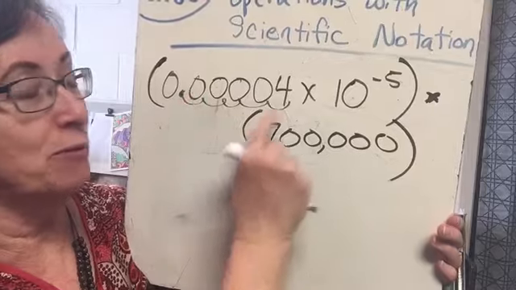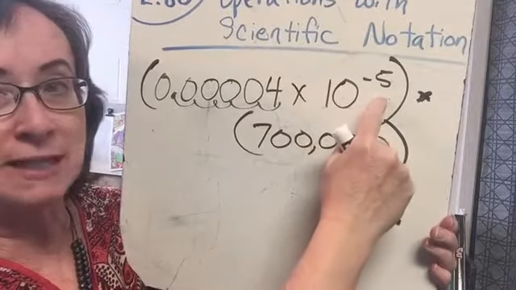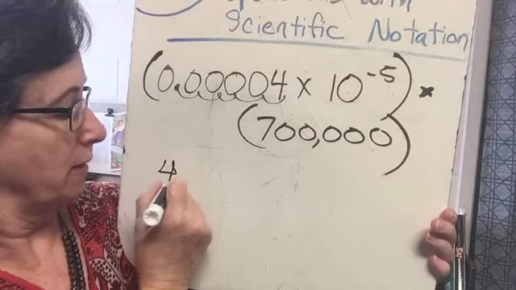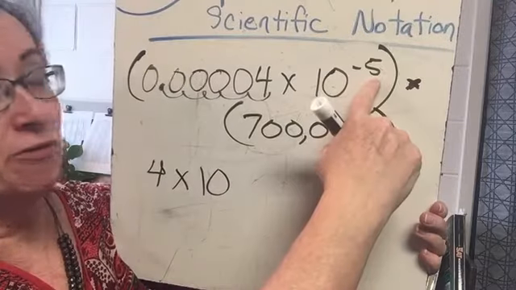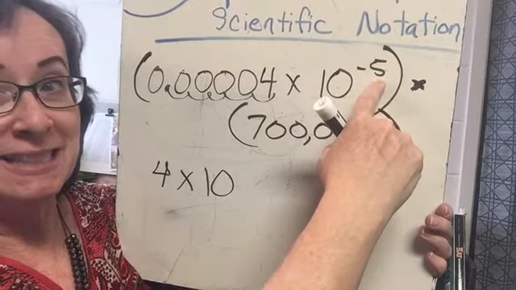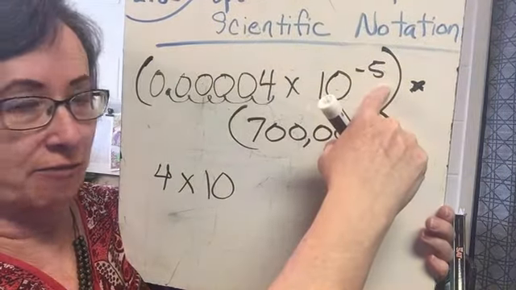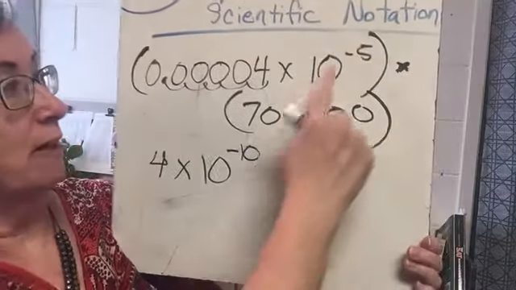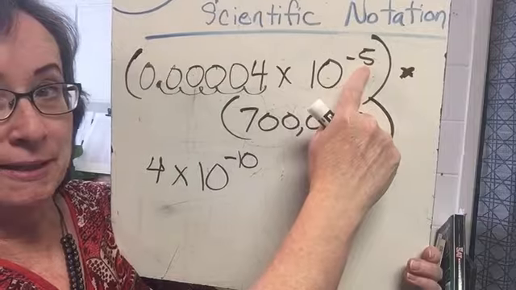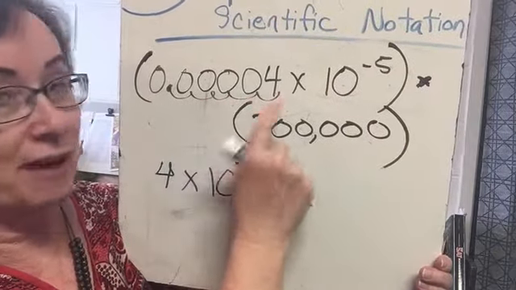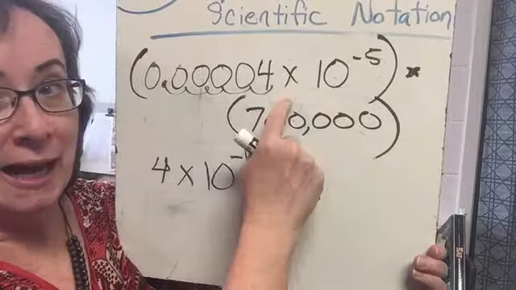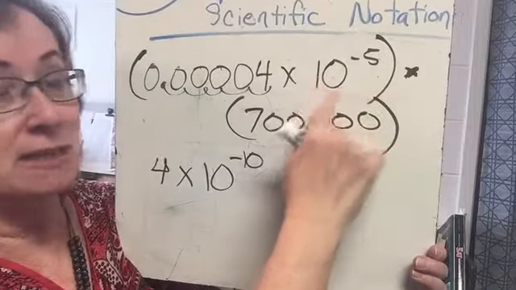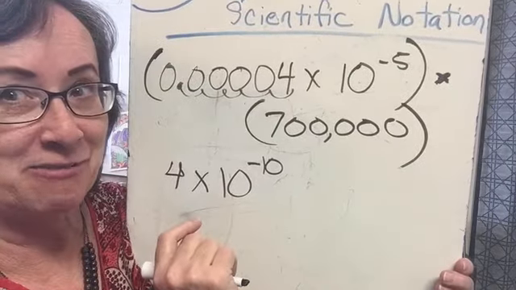And because we moved it 5 to the right, we must move this one 5 to the left to compensate for that. So we're going to have 4 times 10, and this moved 5 more to the left will be 10 to the negative 5 times 10 to the negative 5, which will be 10 to the negative 10. Okay, so we moved this 5 places to the left to compensate for the fact that we moved this 5 places to the right. So we multiplied by 10 to the 5th, and then we divided by 10 to the 5th, which is the same as multiplying by 10 to the negative 5th.